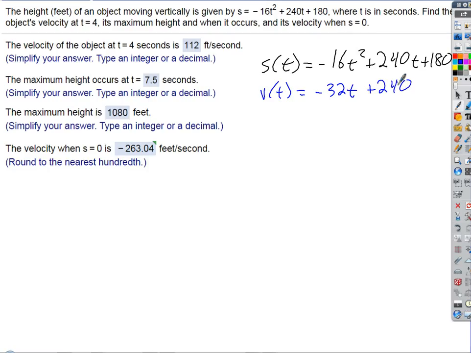So then we want to know what's the velocity of the object at t equals 4. Well, what do I do? Plug in 4. It's just v of 4. What'd you get for the last one? It's 112 evidently if we plug in t equals 4. Okay? No big deal. Okay, what about number 2?